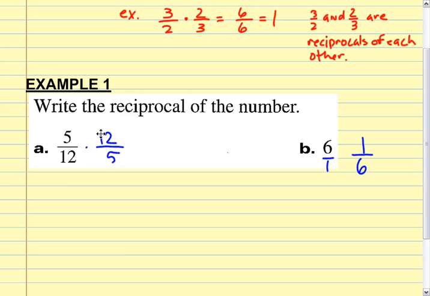Yes. Okay, good. Because when we divide fractions, we multiply by the reciprocal of the second fraction. We always flip the second, never the first. Never the first. Always the second.